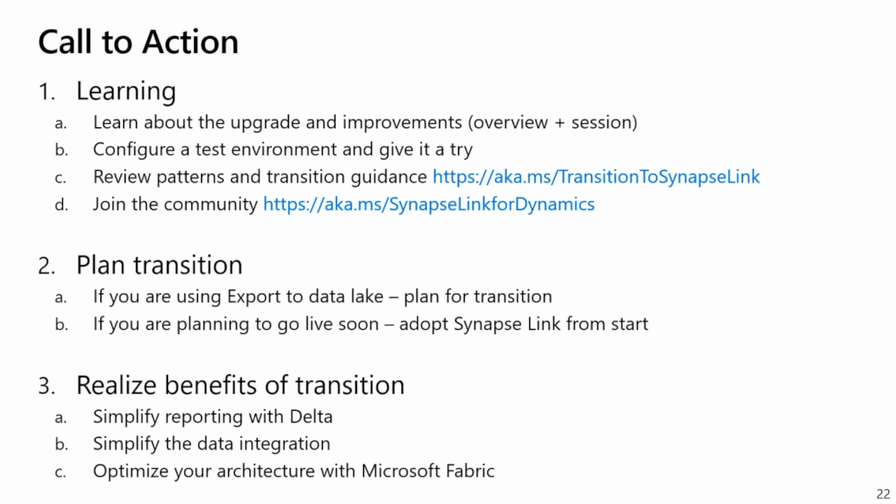If you're planning to go live in the next couple of months, or the next year or so, it might be good to actually adopt Synapse Link from the start. As we mentioned, it's not that hard to switch over. So why not start straight away with Synapse Link? And why so? That's because there's a lot of benefits that you can accrue from the transition. Simplifying reporting with Delta format. We talked a lot about it in the first 2 episodes. You can simplify your data integration. I think we talked about it in this episode. Of course, you can optimize your architecture even more. And we'll talk about it in the next episode.